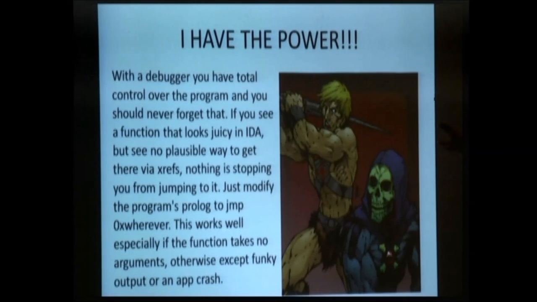All right, so with the debugger, you have total control over your program, and you should never forget that. If you see a function that looks juicy in IDA or something like that, and you can't see a plausible way of getting to it, you can always just double-click, modify the program's instruction, jump to it, and step through it. That's one of the things a lot of people don't get when they're reverse engineering malware. They'll have their program, and they want to jump to the good parts, like the loader or the part that's responsible for connecting home. If you know where it's at, you can jump to it and just step through it, no problem.